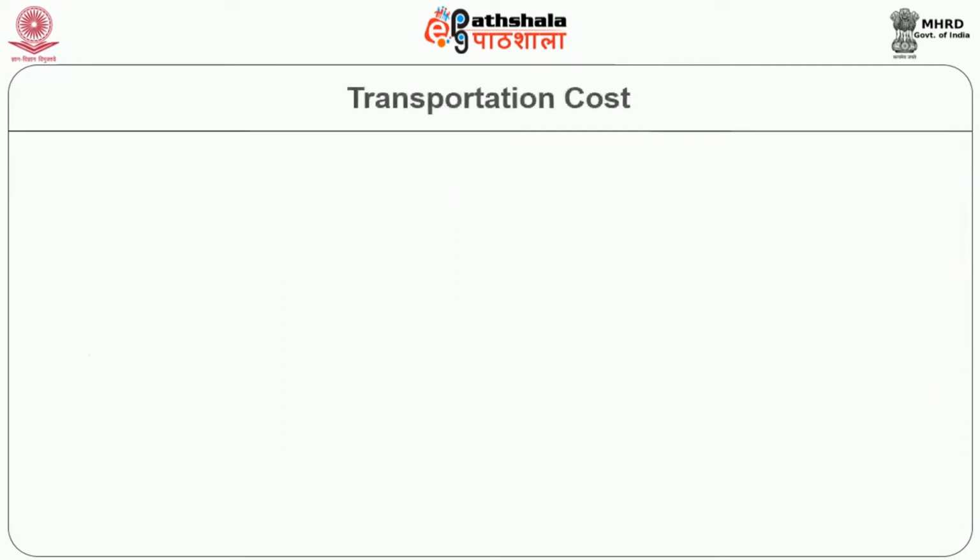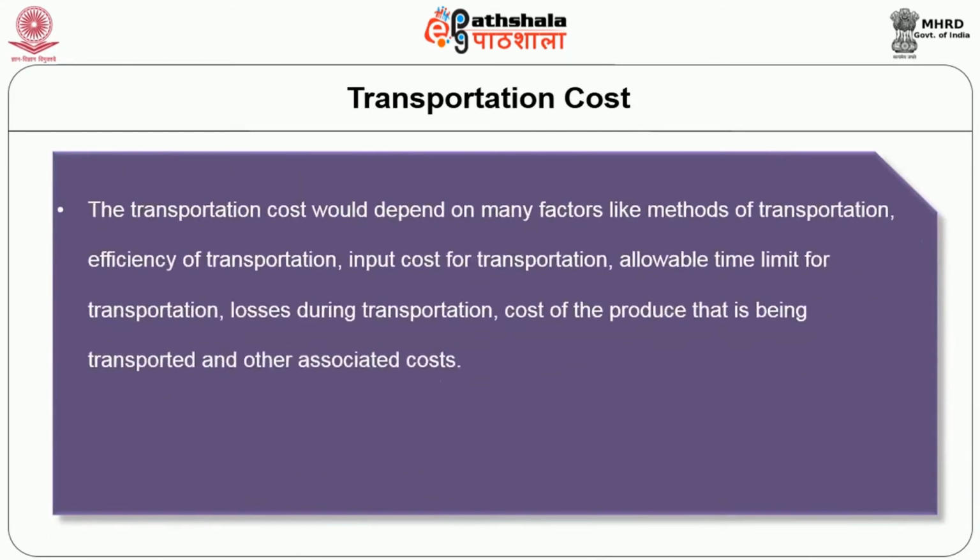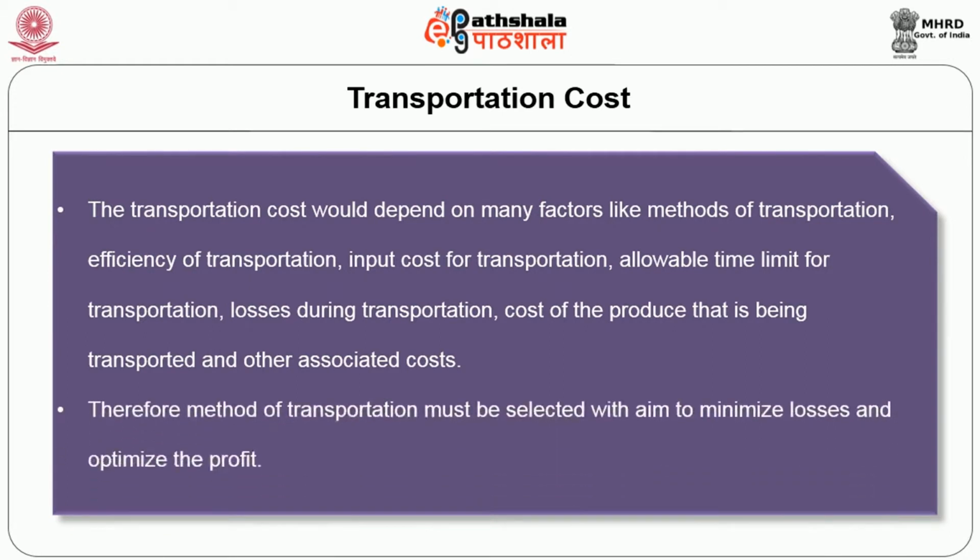The next factor is transportation cost. Cost would depend upon many factors like method of transportation, efficiency of transportation, input cost for transportation, allowable time limit for transportation, losses during transportation, cost of the produce that is being transported and other associated costs. Therefore, the method of transportation must be selected with the aim to minimize losses and optimize the profit.